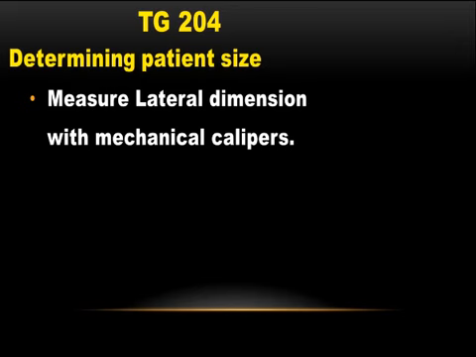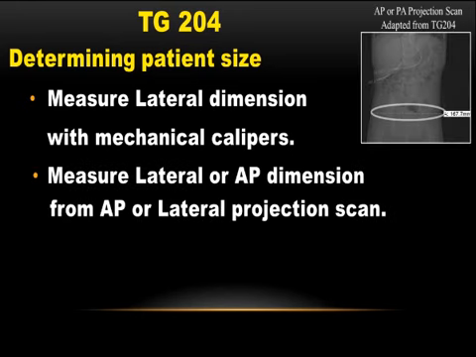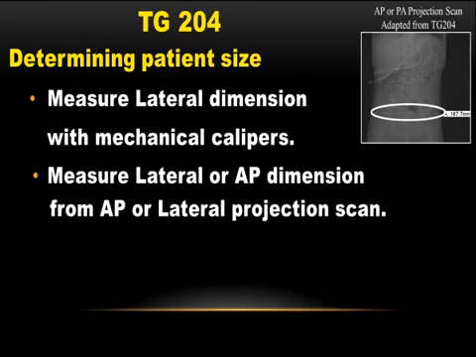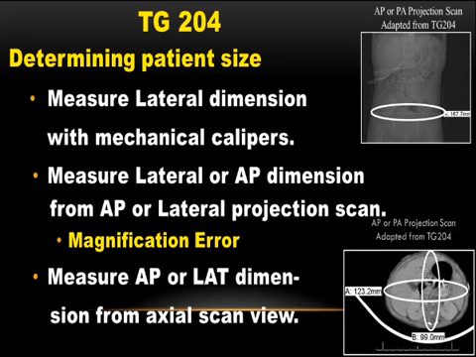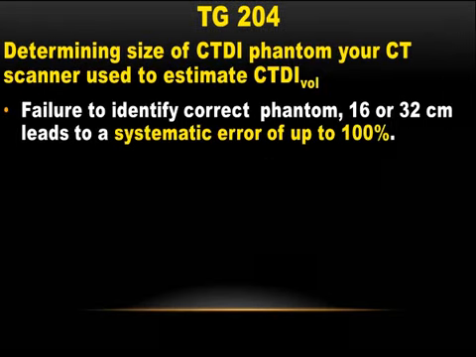Well, how do you determine patient size? You can use mechanical calipers prior to the scan. Once you have the projection scan, you can electronically measure the lateral or the AP dimension of the patient prior to doing the scan, and that's important. One thing you need to worry about, and somebody mentioned this already this morning, is to keep the patient centered in the gantry to make sure you don't have any magnification errors if you're going to make measurements off the projection scan. Once you've done the scan, you can measure either the AP or the lateral dimension from the axial scan view.